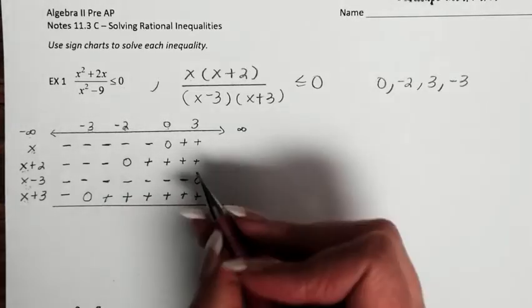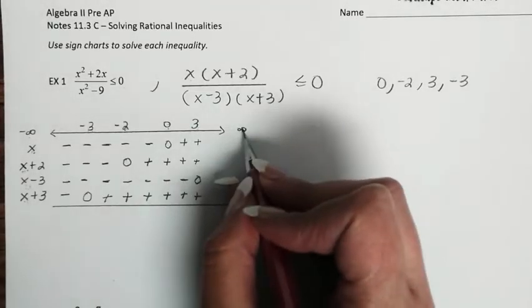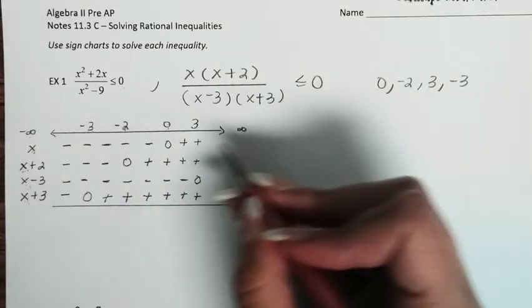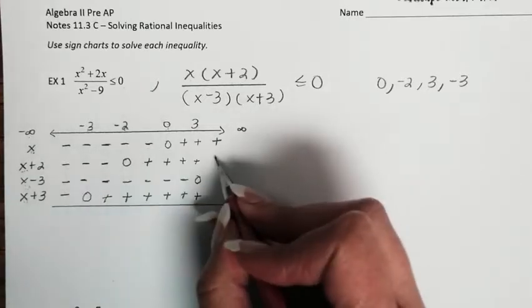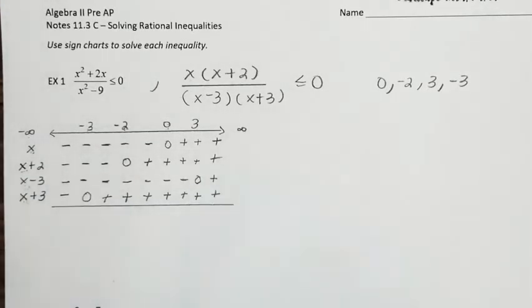Okay? After that, what do you have? You're going to select a number in between 3 and infinity. Okay, any number. In this case I would select 4. Okay, if I select 4, that's going to be positive, this one is going to be positive, this one is going to be positive as well, and the last one is going to be positive as well. Are we okay with that?